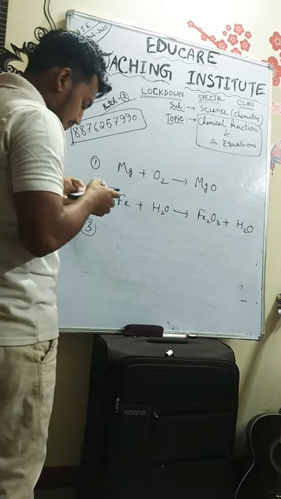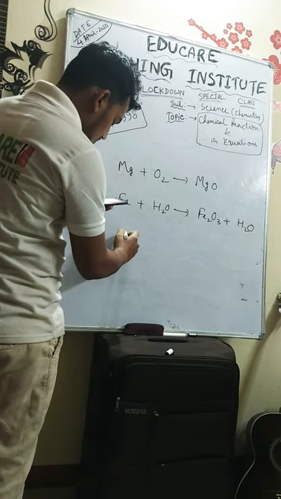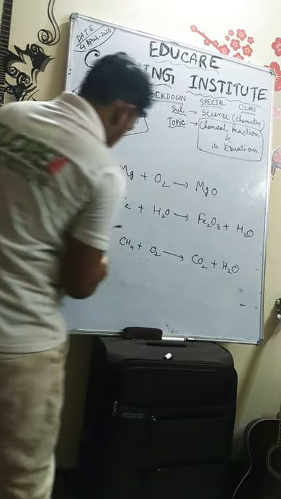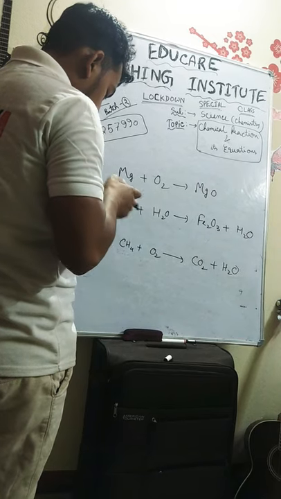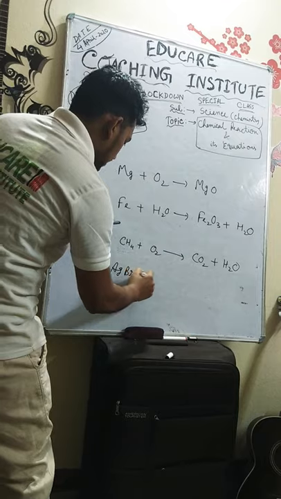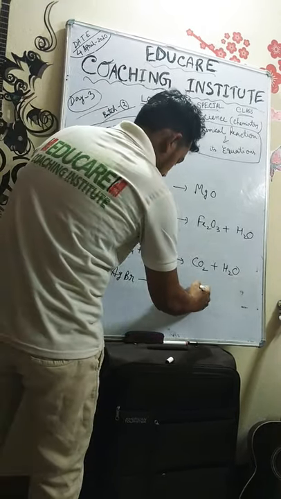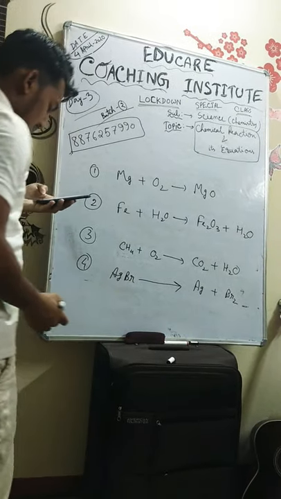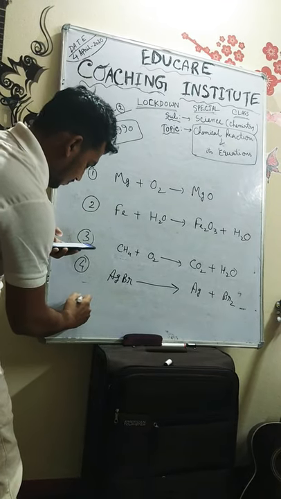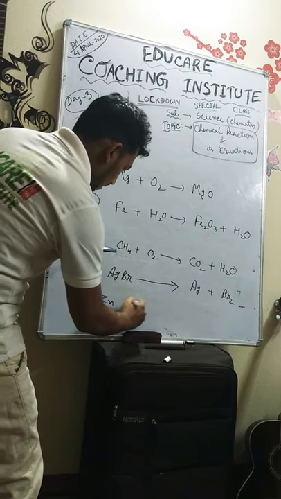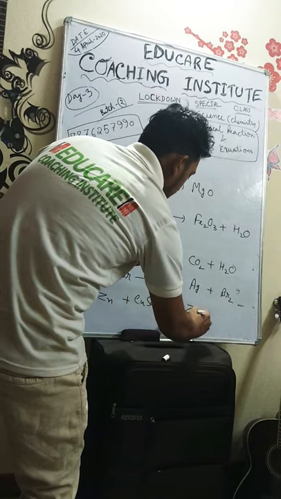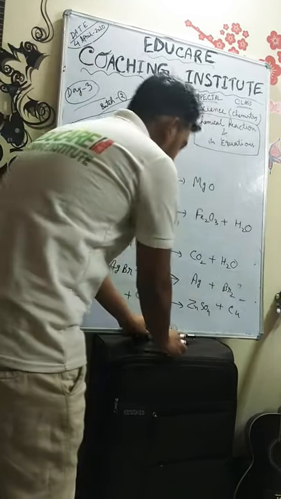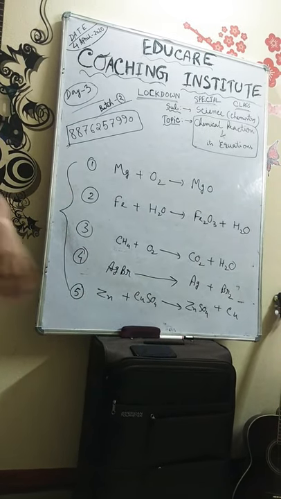Next, CH4 plus O2 gives CO2 plus H2O. Number 3. Number 4 is a different reaction: Az plus Br2. Last one is Zn plus CuSO4 gives ZnSO4 plus Cu. These are the 5 questions I am giving to you to solve or to balance the chemical equations.